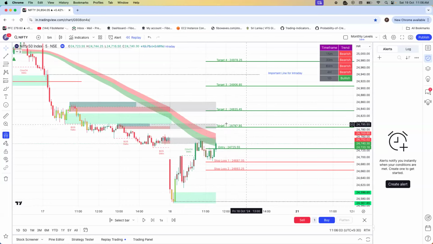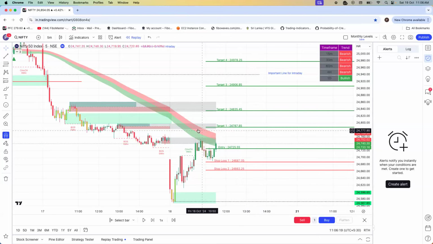This target is compulsory. It will hit this target. Definitely it will hit the target, and this target will be your final target. Okay. If the green is on the top and red is on the bottom, you can expect target 5. Are you getting my point?